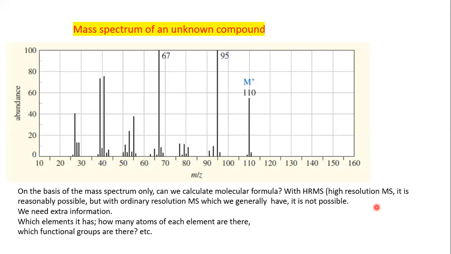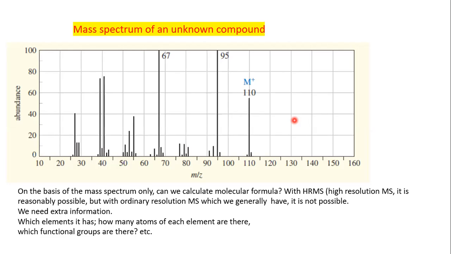Okay, what's this? This is a mass spectrum, okay? Now look at this mass spectrum. What do you see? Definitely you see peaks, and there are many peaks, okay? My question today is: is it possible for us to determine the molecular formula on the basis of just this simple mass spectrum? The answer is no.